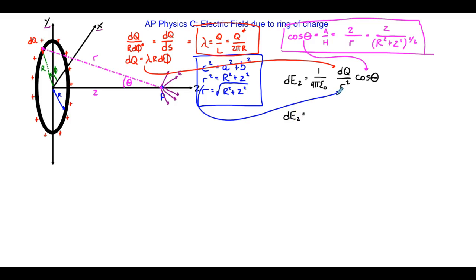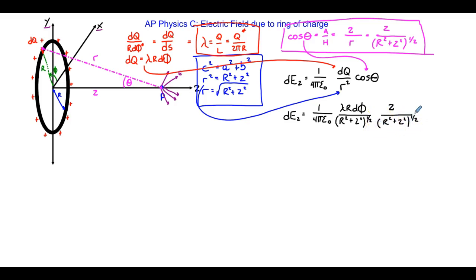The differential of the electric field in the z direction is equal to our constant 1 over 4 pi epsilon naught times dq, which I can now write as lambda r d phi, divided by r squared, where r squared is equal to capital R squared plus z squared to the 1/2, multiplied by cosine theta, which I can write as z over r squared plus z squared to the 1/2.